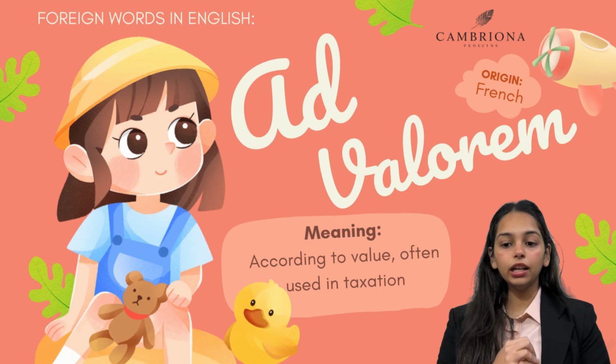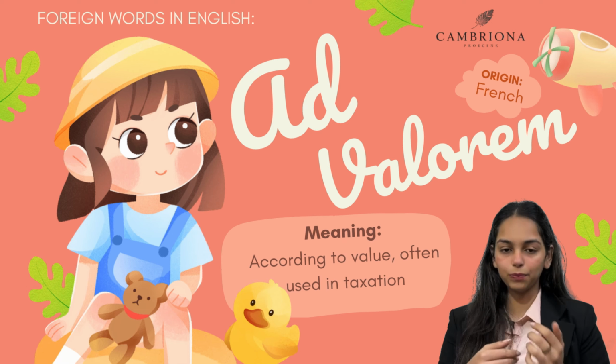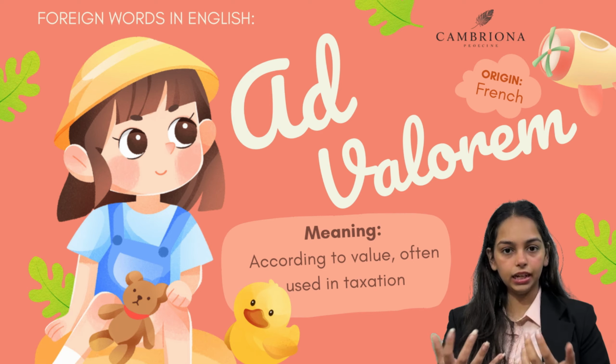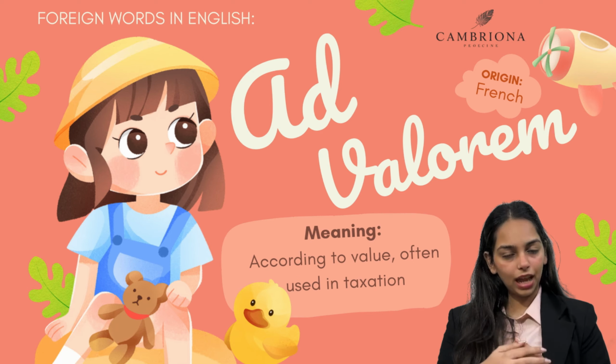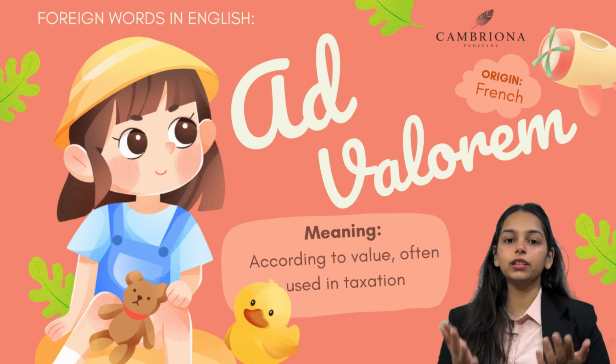Now we have ad valorem. The origin is French. The meaning is according to value, often used in taxation, custom duties. जहाँ पे charges जो है calculate किए जाते हैं on the basis of value and not quantity. जैसे कि luxury cars है, right? उस पे valorem tax लगता है because higher the value of the vehicle, the higher the tax is imposed.